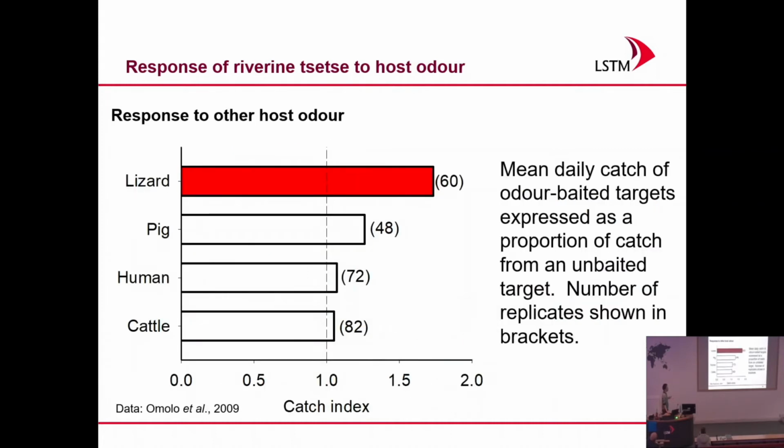And then they also looked at lizards, a more natural host for riverine species, and again compared the catches on targets baited with lizard odor compared to unbaited targets. There was an increase of 1.5 times, but nothing particularly strong, unlike the work that was done on the savanna species. So it tends to suggest that for riverine species, adding an odor bait to a target isn't going to be particularly beneficial.